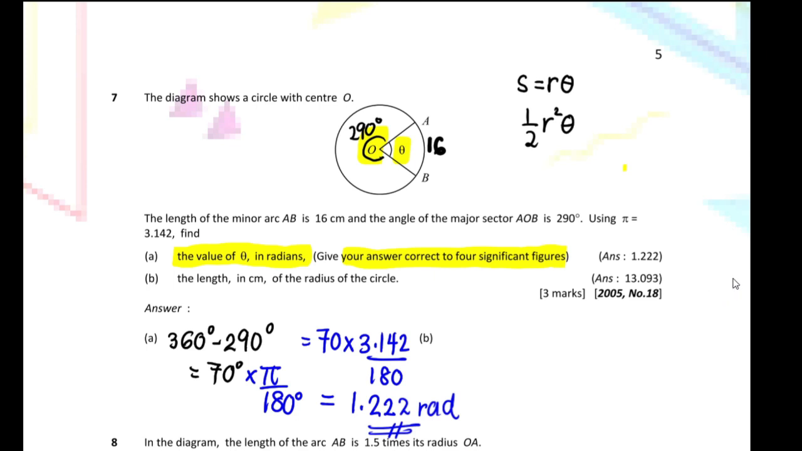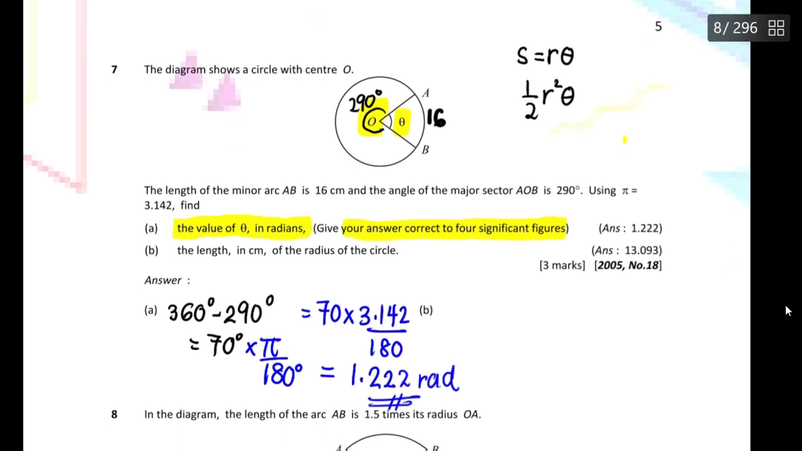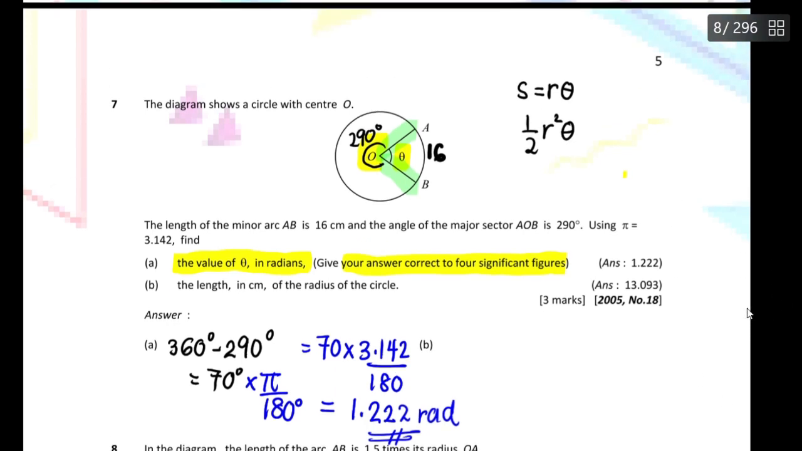Now, find the length of the radius of the circle. Length of radius, it means radius is which part? This one, from the center to A, center to B. How do we find the radius? Any concept or formulas that we can apply? We are given S, and we also already know our theta. So can we use this formula? Yes, isn't it? So we use S equals r theta.